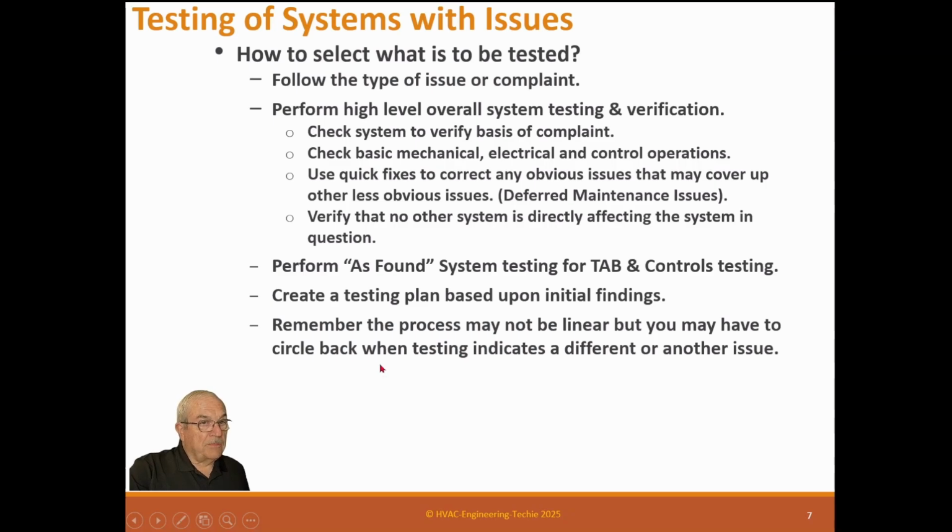Remember, the process may not be linear, but you may have to circle back when testing indicates a different or another issue. So you're looking at one issue, and you're working through your test notes, so you say, well, man, that's not right. Doesn't have anything to do with what I'm doing, but that ain't right. So now you have another issue. So you may have to go back and look at some previous data to tell what's going on with that system. Add to RX issue log as issues are discovered. So when you discover an issue, put it on the log.